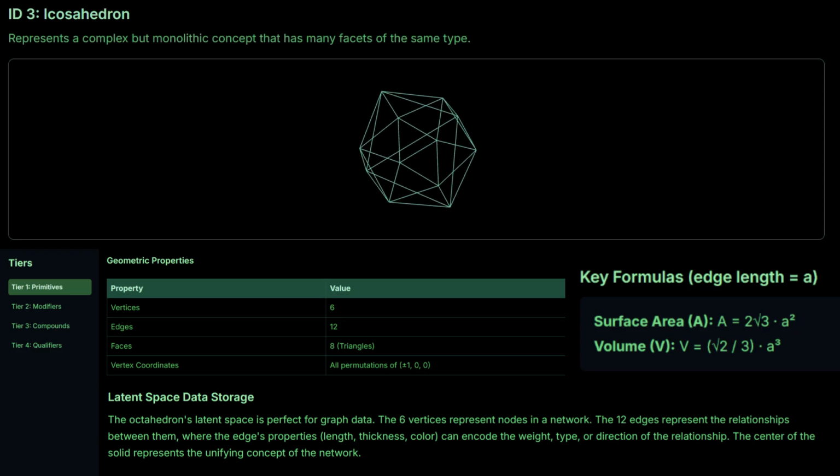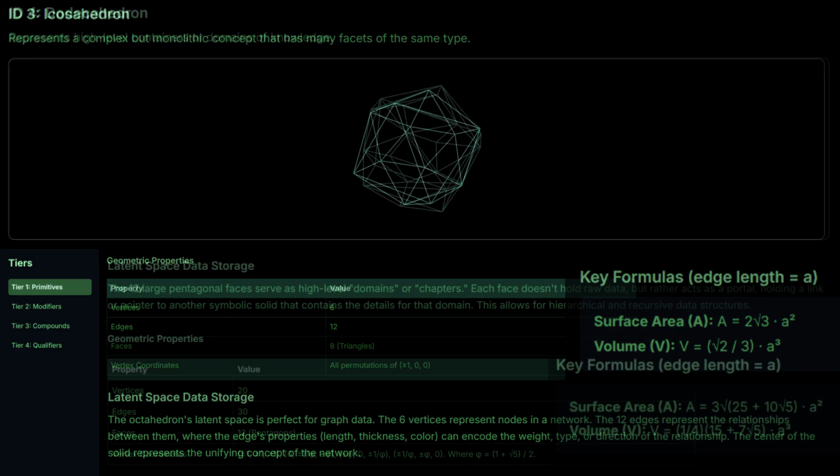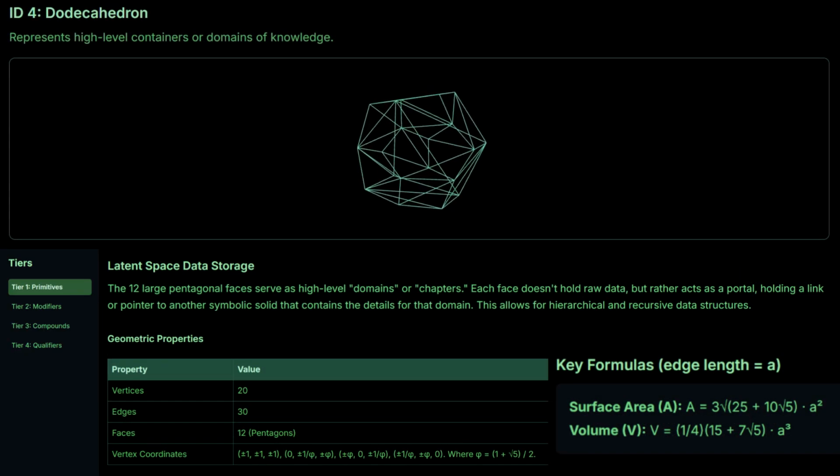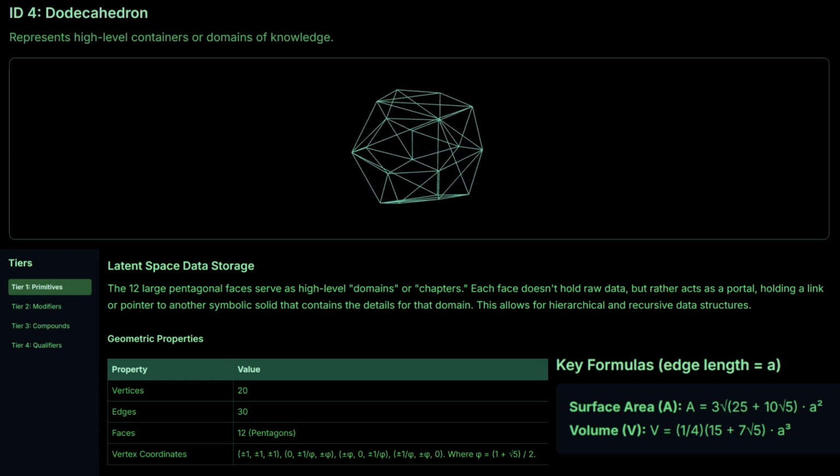ID 3 represents the icosahedron, which can mean monolithic concepts with many facets. ID 4 represents the dodecahedron, which can be a high-level container or specific domain of knowledge.